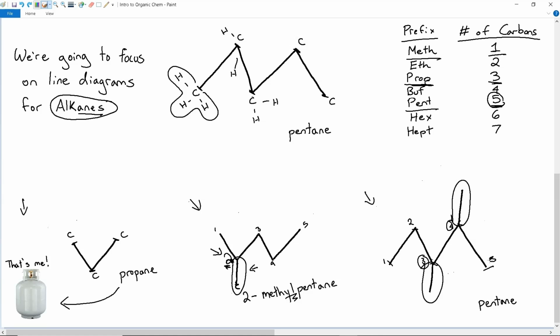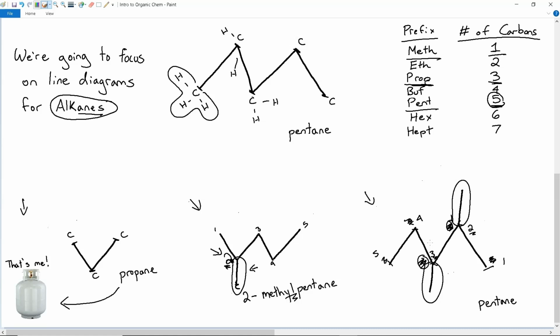I want to make the numbers associated with my branches as small as possible. So if I actually start counting the carbon chain from right to left, you can see that we now have a branch on carbon 2 and carbon 3, which are lower numbers. So that is actually a better way to look at things.